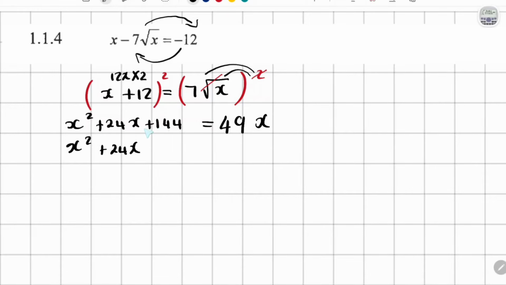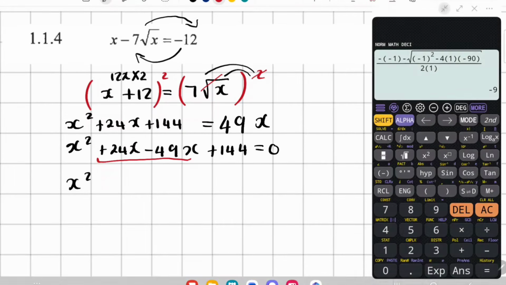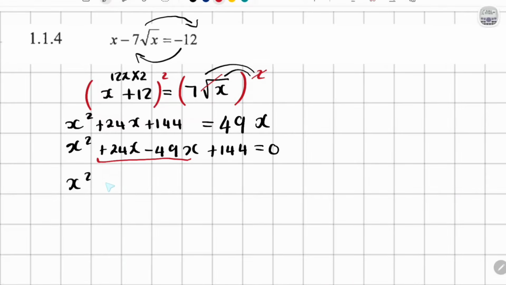You can already see this is going to be a trinomial. So let's take this over. That becomes negative 49x, and then plus 144 is equal to 0. Then we have x squared plus 24x. So we have to calculate this. What is 24 minus 49? 24 minus 49 gives us negative 25. So minus 25x and then plus 144 is equal to 0.